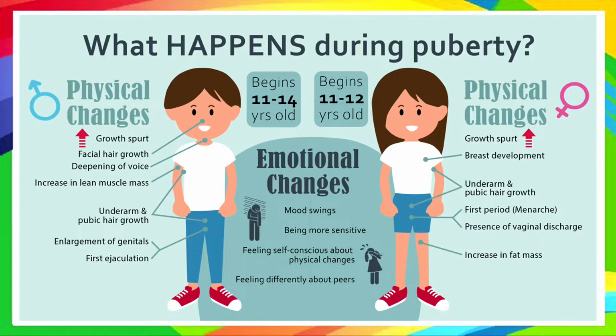Sure. So, at a glance you can see what happens during puberty. This diagram will show all the changes during puberty in a quick way. Here you can see some physical changes as well as emotional changes. In boys it will begin from 11 to 14 years old, but in girls it will begin from 11 to 12 years old and it will last until 19 years old. Here you can see emotional changes: mood swings, being more sensitive, feeling self-conscious about physical changes, feeling differently about peers. They may have feelings for the opposite gender as well. Some physical changes are there for the boys as well as for the girls.